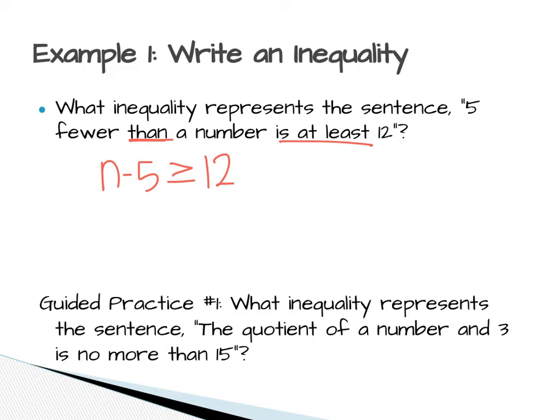Guided practice number 1. What inequality represents the sentence? The quotient of a number and 3 is no more than 15. Quotient is division, so we're going to do a number n divided by 3 is no more than 15, which means it's going to have to be less than or equal to 15.